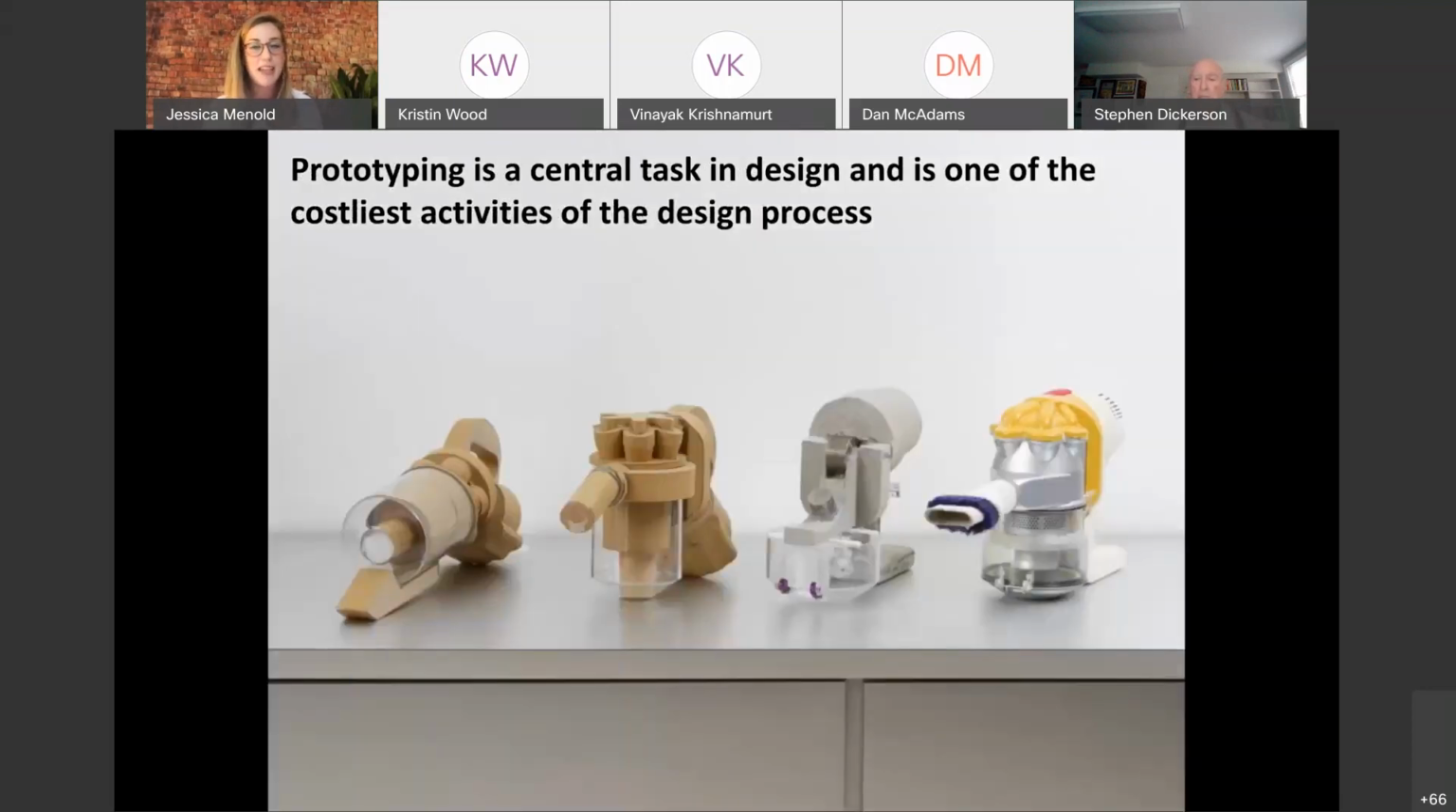And I'm going to be talking about a very particular type of design activity today, and that is prototyping. Prototyping is a really fundamental part of design, and it has a number of benefits that are documented in literature throughout the design process.